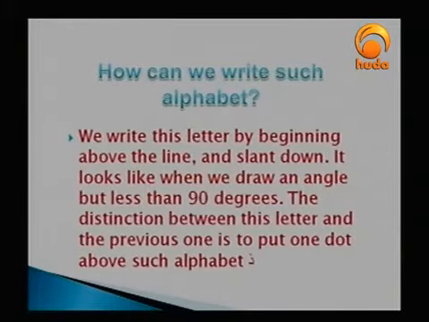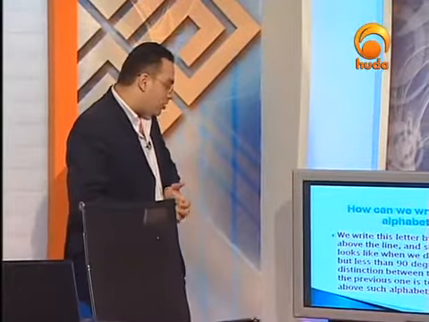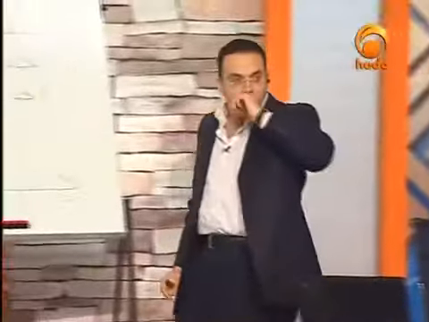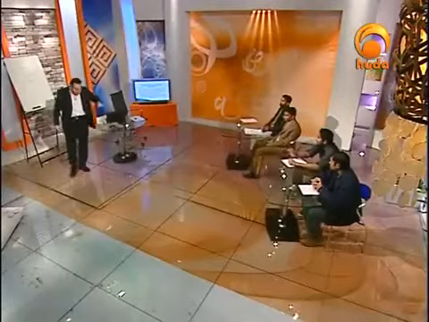It looks like when we draw an angle, but less than 90 degrees. Again, the distinction between this letter and the previous one is to put one dot above it. That is like jim, che. Oh no, sorry, it's not che. Jim, ha. Yep. Do you still remember the classifications?